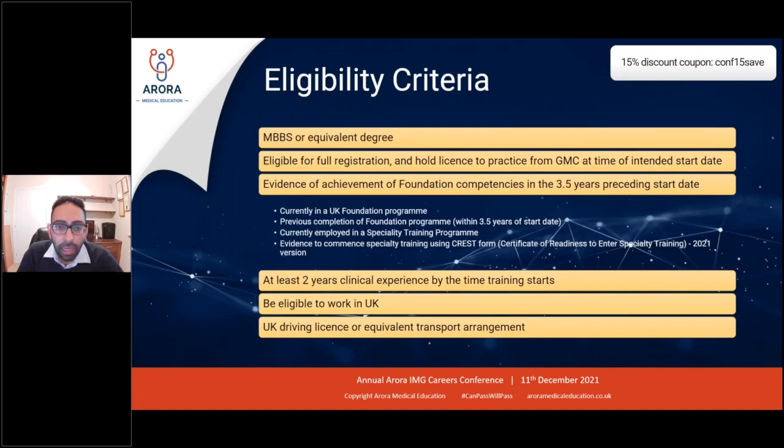So what are the criteria to apply for GP training? You need to have a certain number of things. All these are listed on the GP NRO website, the GP National Recruitment Office website. I'd encourage you to go and have a look at that because it changes frequently.